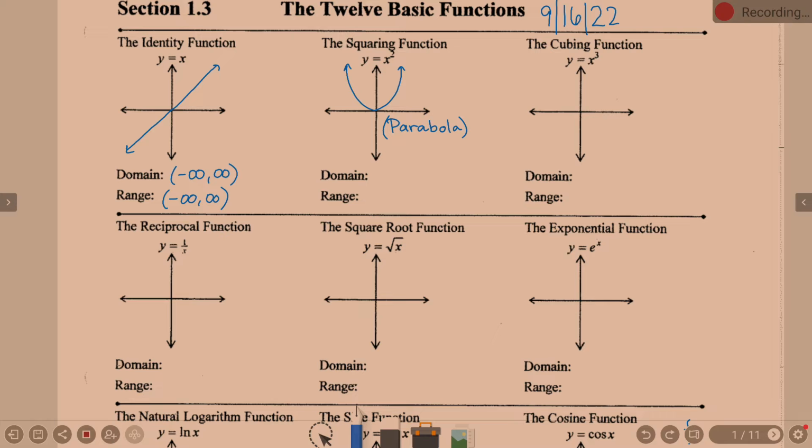Domain. How far left? How far right does a parabola go? Infinitely left and infinitely right. I just taught this in Algebra 2, so you guys would have seen this last year. But domain for a parabola is always all real numbers as well, because whether the parabola is opening up or down, it's getting infinitely wider.